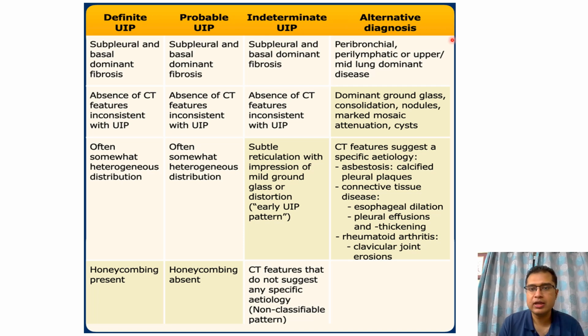Alternative diagnosis has a peribronchial or perilymphatic or upper mid-lung dominant disease with no apicobasal gradient, and there are dominant ground glass opacities, consolidations, nodules which do not fit into the diagnosis of UIP as such.